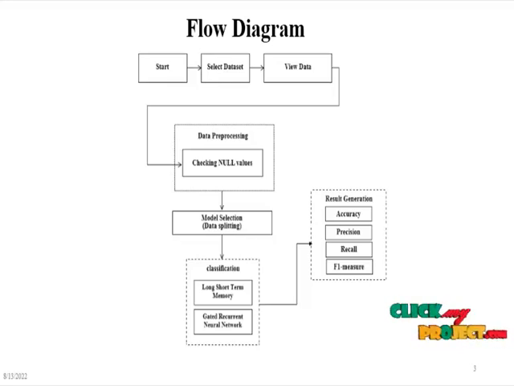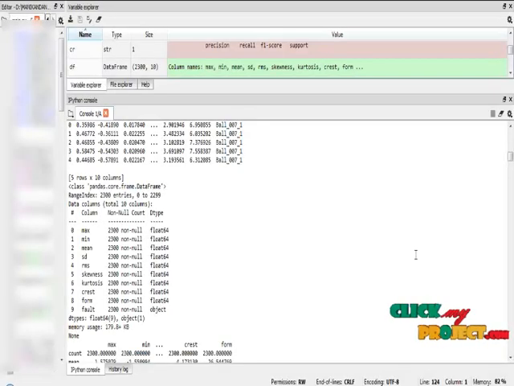After splitting the dataset, in classification we apply two different deep learning algorithms to analyze the faults and identify the type of bearing faults from our CWRU dataset, and generate the results in the form of metrics like accuracy, precision, recall, and F1 score. The program was successfully executed in Anaconda Navigator Spyder IDE, and this is the sample dataset of the CWRU fault bearing dataset.